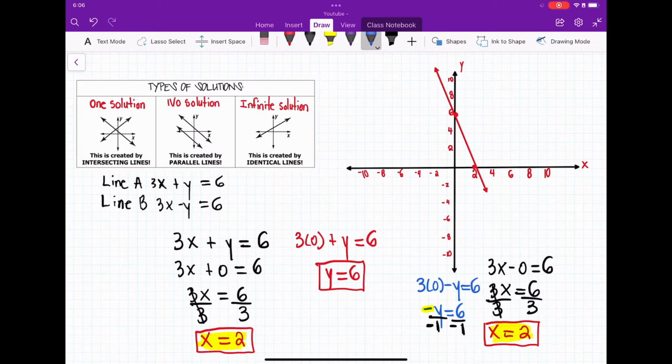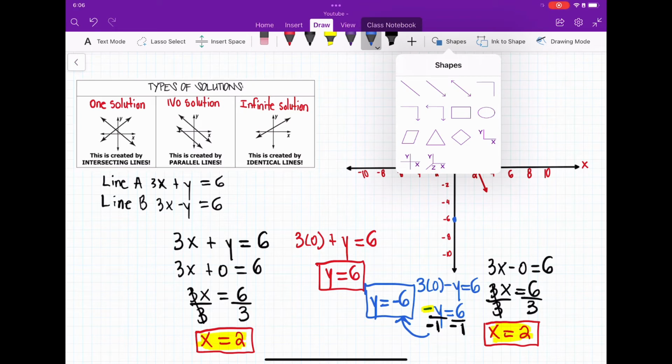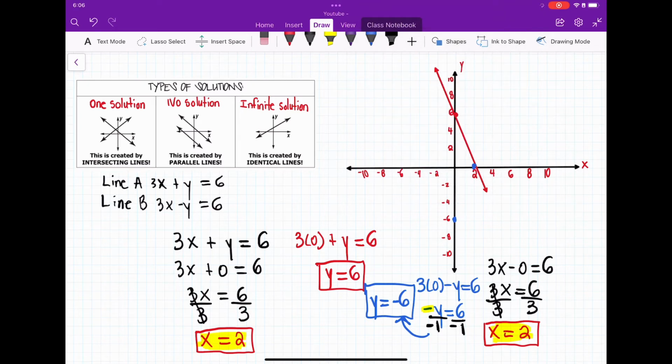So now our variable is going to be positive, and 6 is going to be negative since we divided by that negative 1. All right, and we'll plot that point on the graph, negative 6, and we'll plot 2 on the x-axis as well. So now we've got the x and y intercepts for our line B. We're going to graph it now. So we're going to use our tool and see if we can get a nice straight line through both of them.